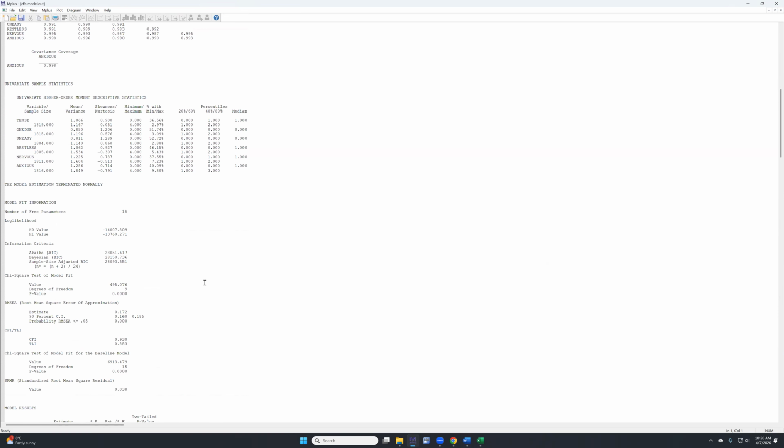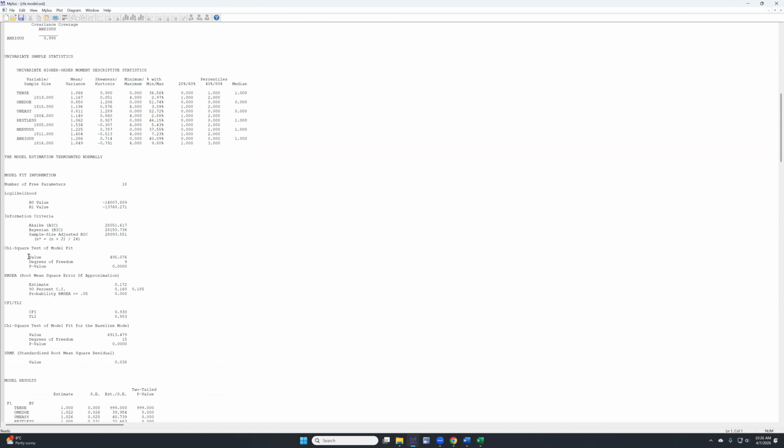Okay, so what I'm really interested in here is the chi-square test. And if you recall, I said one thing we want is the chi-square p-value to indicate non-significance, right? In other words, I would like the variance covariance matrix from my model to replicate the variance covariance matrix from the data. And clearly here we don't have that. So my p-value is 0.0000, less than 0.00001.